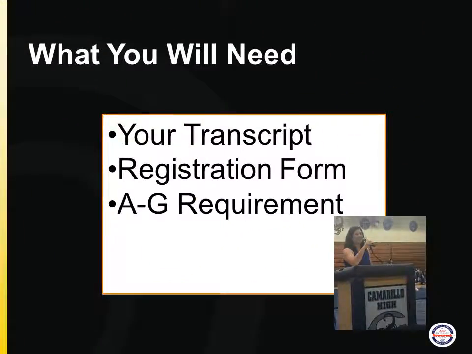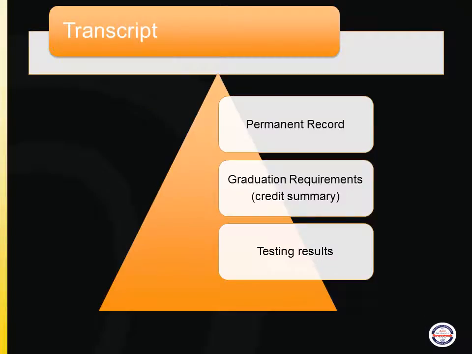What you will need: your transcript, a copy of your registration form, and a copy of the A through G requirements. Your transcript is your permanent academic record of all the classes and grades you've accumulated through your high school career. It's also a confidential document, and very useful for keeping track of what subject areas you've fulfilled toward graduation. It also has your test results.